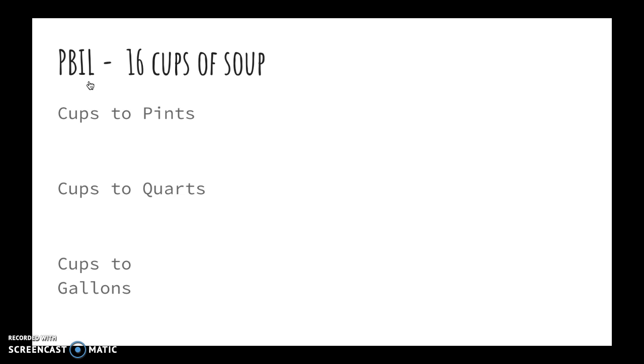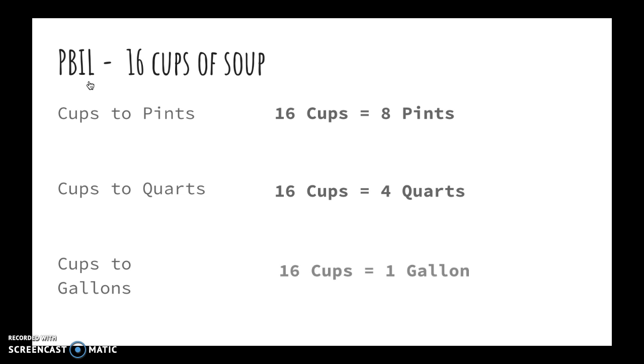Okay, here is what you should have gotten. 16 cups is equal to 8 pints. 16 cups is equal to 4 quarts. And 16 cups is equal to 1 gallon. So 16 cups of soup would be 8 pints, 4 quarts, or 1 gallon.